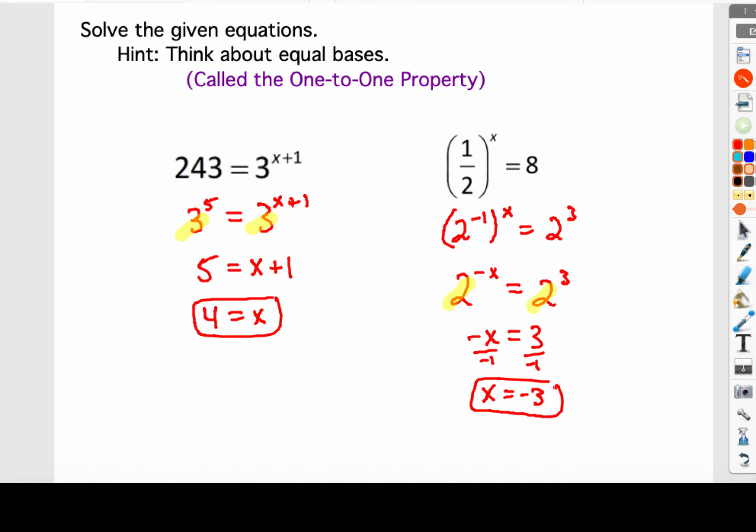And again, we could always verify that. 1/2 to the negative 3rd power. Negative is going to flip it over. That makes that 2 to the 3rd, and 2 to the 3rd is definitely 8.